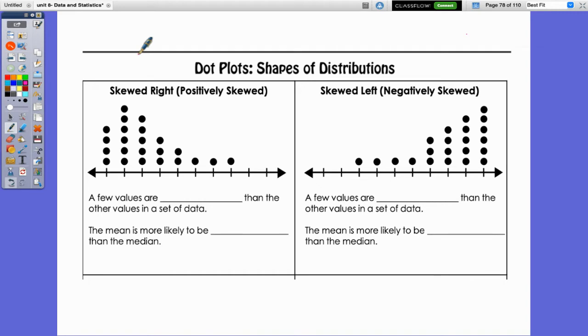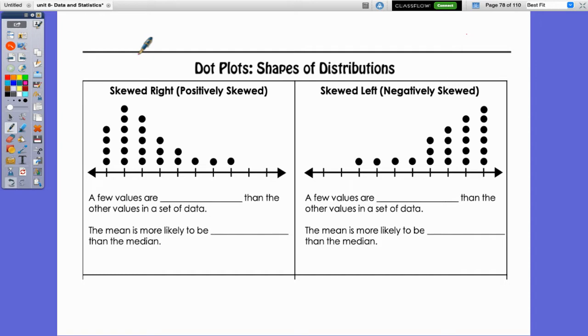We are just going to talk about the shape of distributions for dot plots. We're going to be working on interpreting dot plots in class, but I need you to get just this page of notes down. So go ahead and pull out these notes and let's get started.